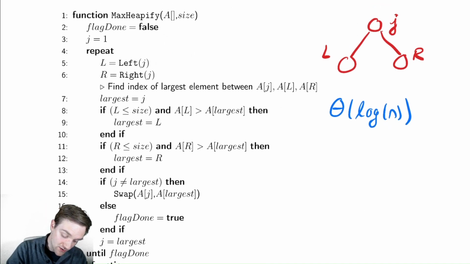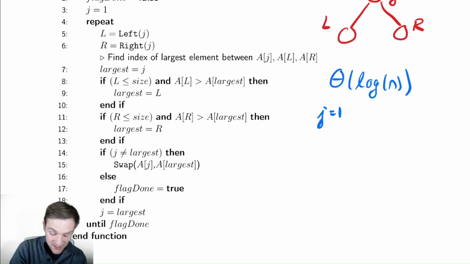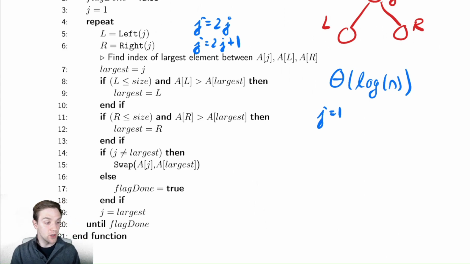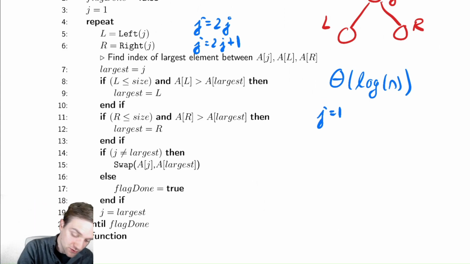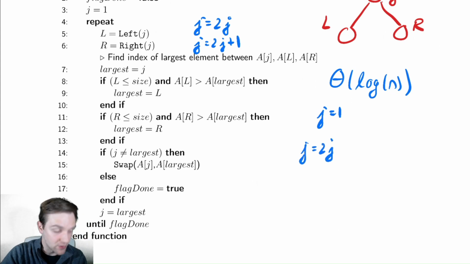Let us remember what our definitions were. We started with size, which is n. And we start with j is equal to 1. And then what are we possibly doing? We're either updating it to be L or updating it to be R in the worst case. So we're either doing j is equal to 2j or j is equal to 2j plus 1. That's what we're doing. So to be absolutely pessimistic, let's assume we're increasing j by as little as possible. That would take the longest to terminate. So in the worst case, we're doing j equals 2j at every single step.